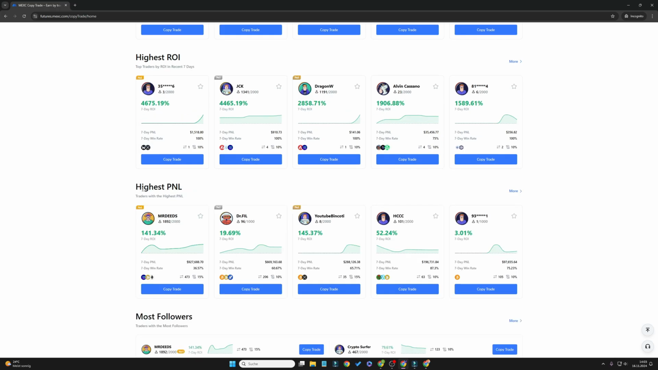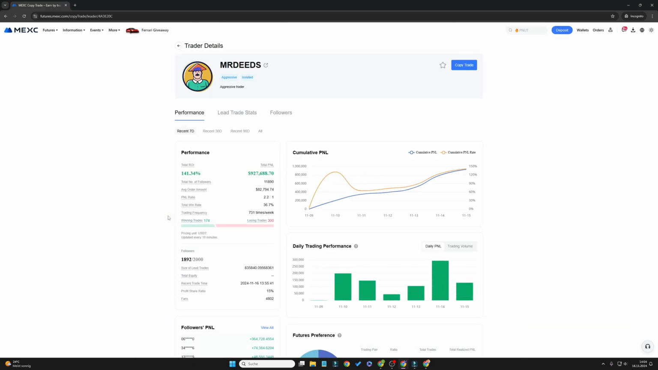Let's start with the trader with the highest P&L right here. We can see he earned almost $1 million in the last 7 days, which is incredible. Let's now click on this. And now we can analyze his performance. We can see that his win rate is actually negative. He won 174 trades and lost 300 trades. However, we can see that his P&L ratio is 2.2, which means that his wins are significantly larger than his losses. This leads to an overall profit of almost $1 million in the last 7 days.